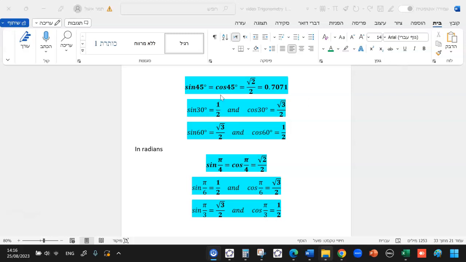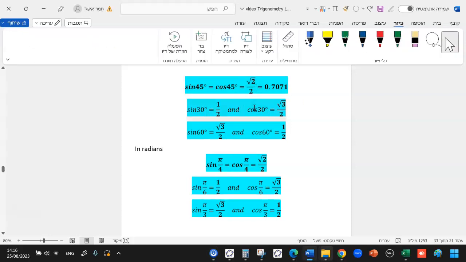Sine and cosine of 45 degrees or pi over 4 radians is √2/2. This is the exact value. It is equal to 0.7071. This is rounded. The exact value is √2/2. For 30 degrees, sine is 1/2 exactly, and cosine 30 degrees is √3/2. And for 60 degrees, sine 60 degrees is √3/2, and cosine 60 degrees is exactly 1/2. The same here is in radians.